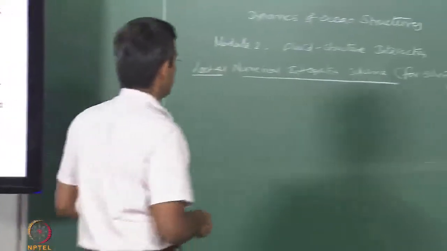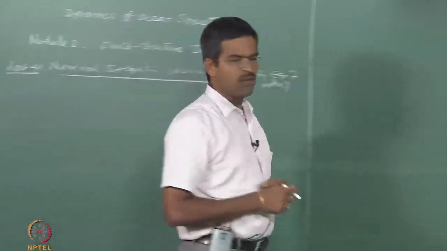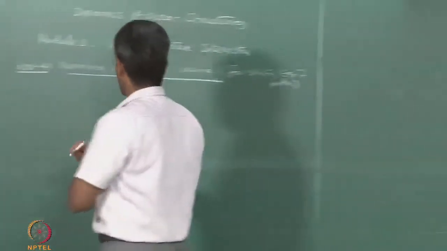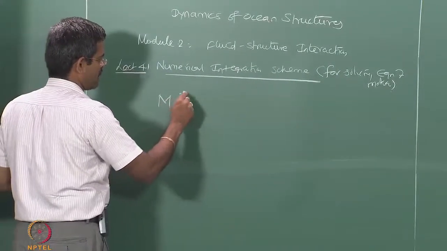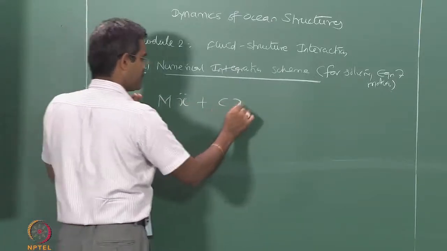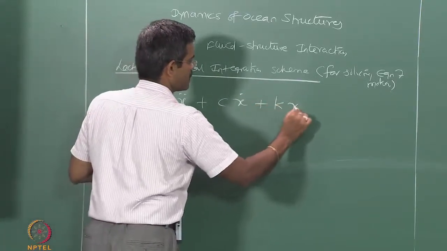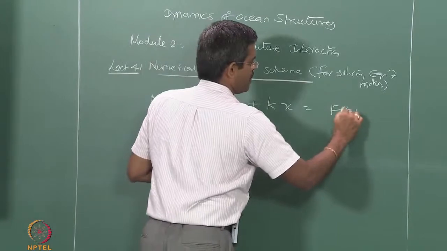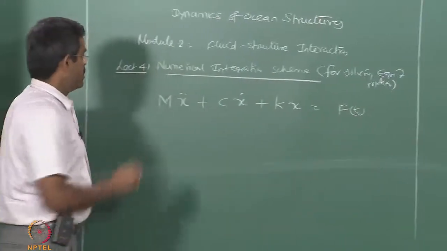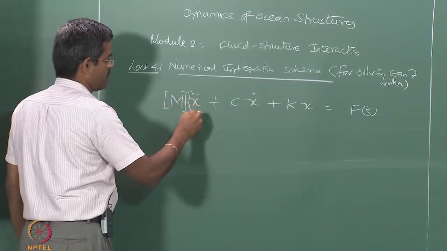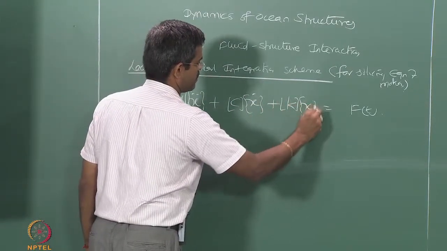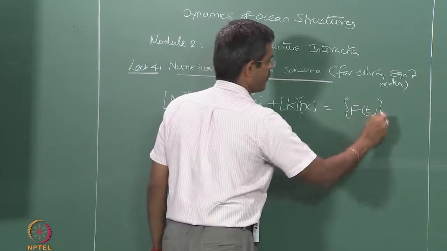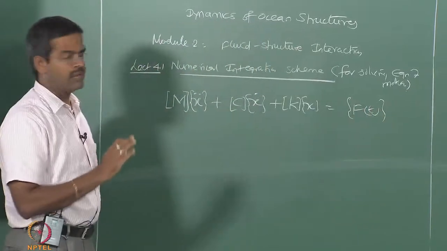So today we will discuss the solution procedure for solving the equation of motion. We already know the standard equation of motion for a multi-degree freedom system model is given by this. So if you are talking about a multi-degree system, then these are my matrices and my vector. Each one of them we know how to evaluate for a given system.